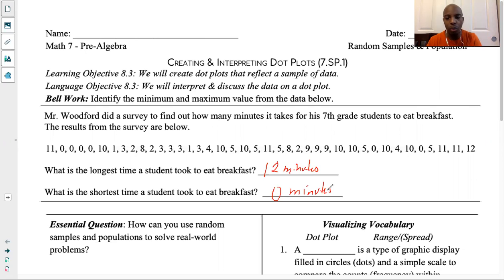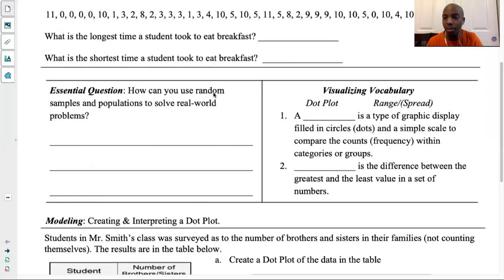Great. And what we're going to do today is talk about creating dot plots. If you need to fill that in, fill it in. I'm clearing it right now. And we're going to take time to create dot plots as well as interpret dot plots.